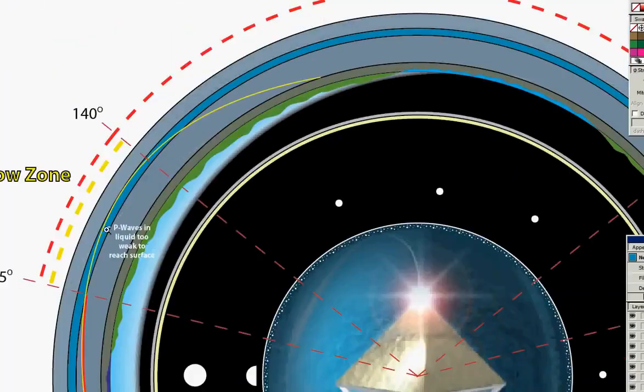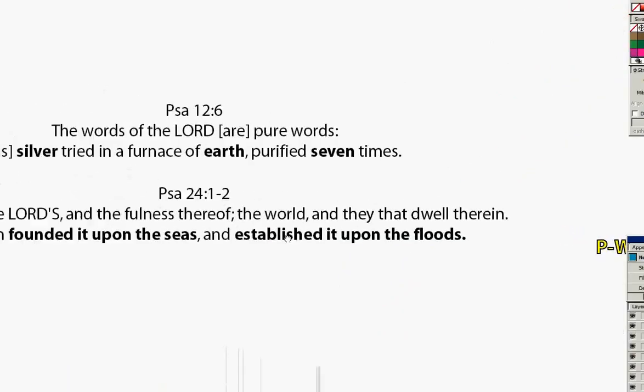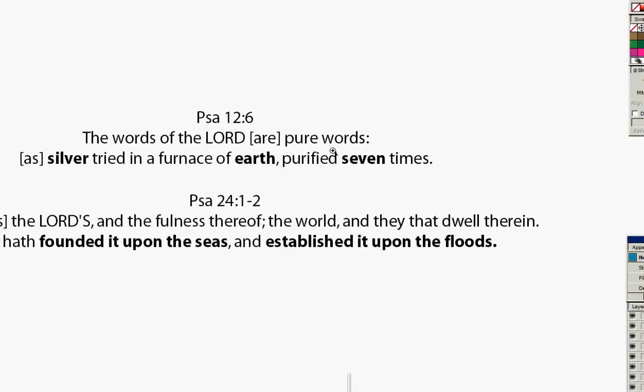So that is actually a biblical model too as well, because if you look at Psalm 12, the words of the Lord are pure words, as silver tried in a furnace of earth, purified 7 times. Silver and earth and 7 times.